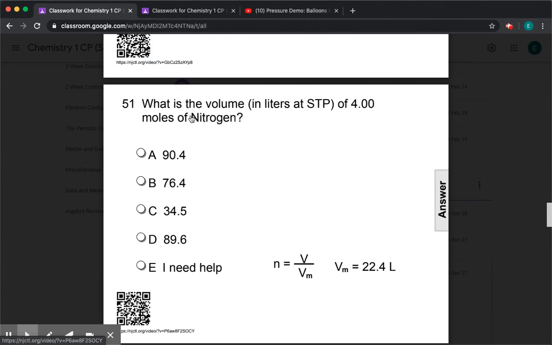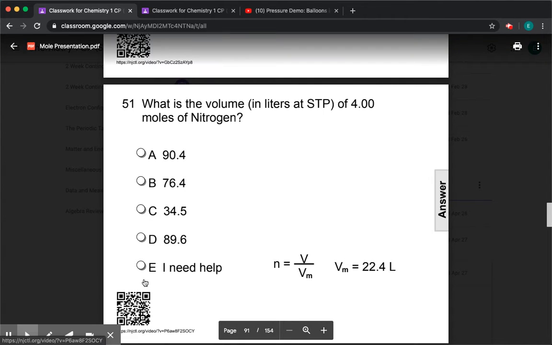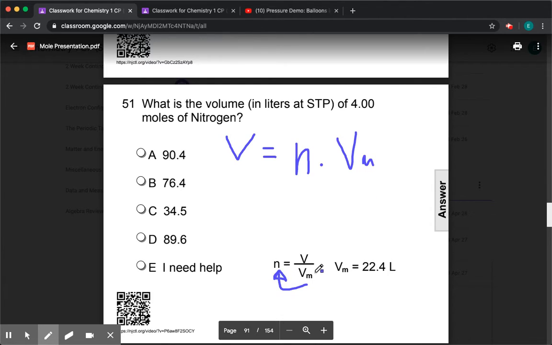Let's do one where we're going from moles to volume. Okay? So this is the moles to volume. We've done volume to moles. Now we're doing moles to volume. So we want to know, what is the volume of 4 moles of nitrogen if we're at STP? So we're looking for V now. We need to rearrange the equation. If you do that, you get that V is equal to N times Vm. You get that by multiplying the Vm over, okay? And then you get rid of it on this side.